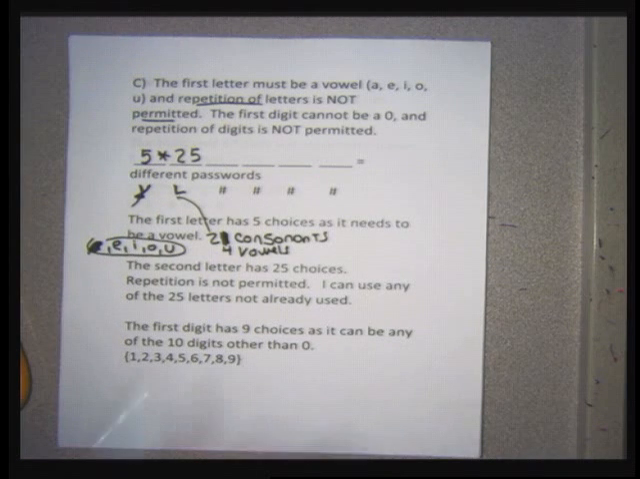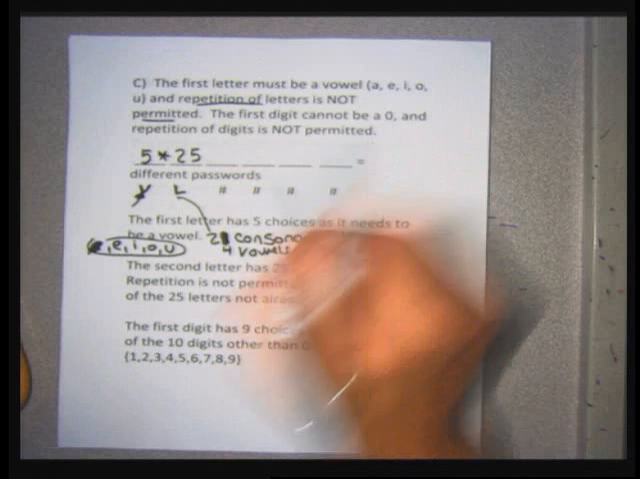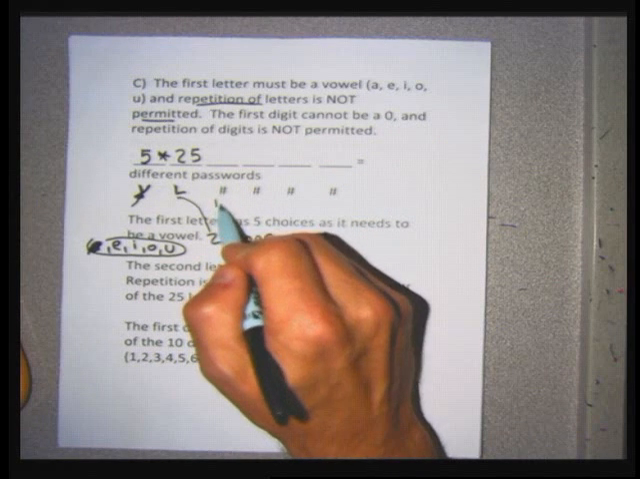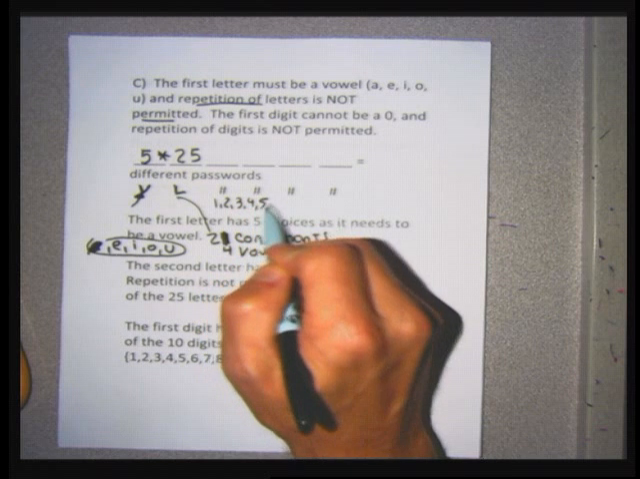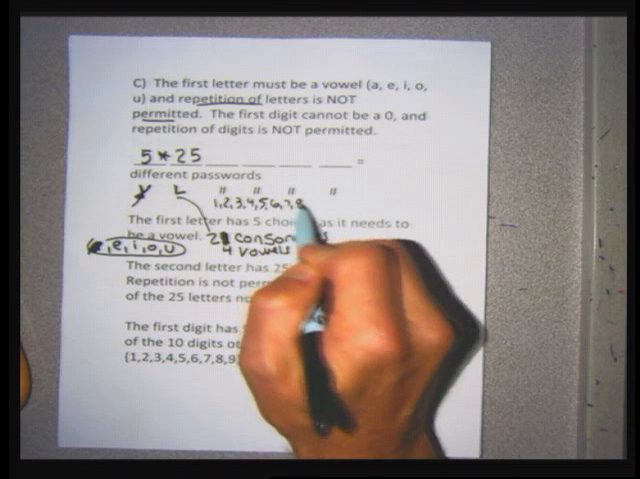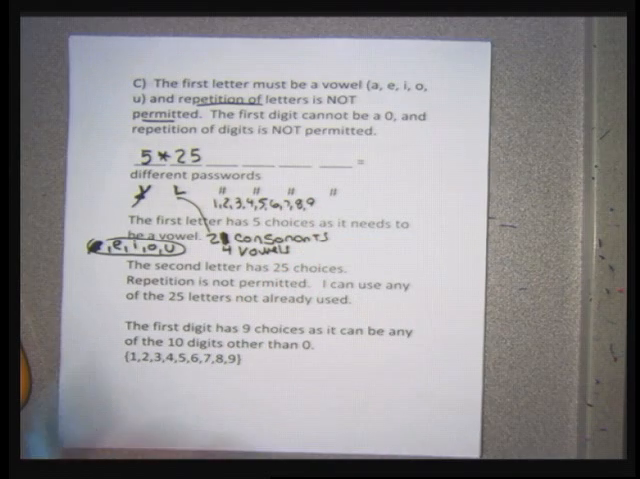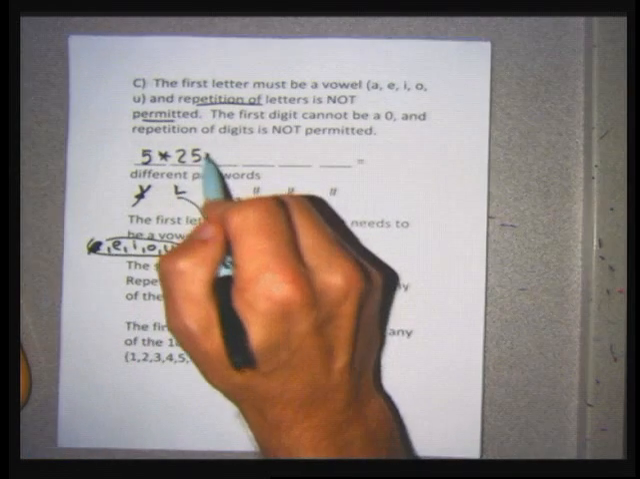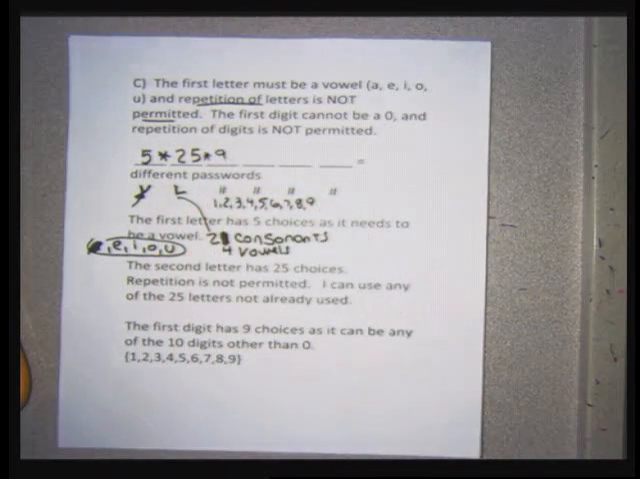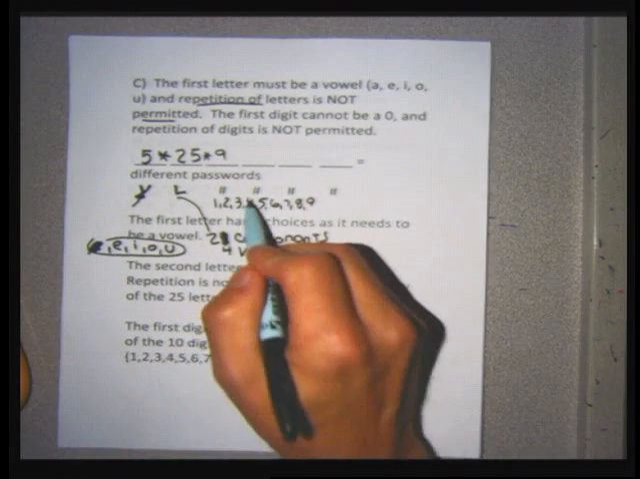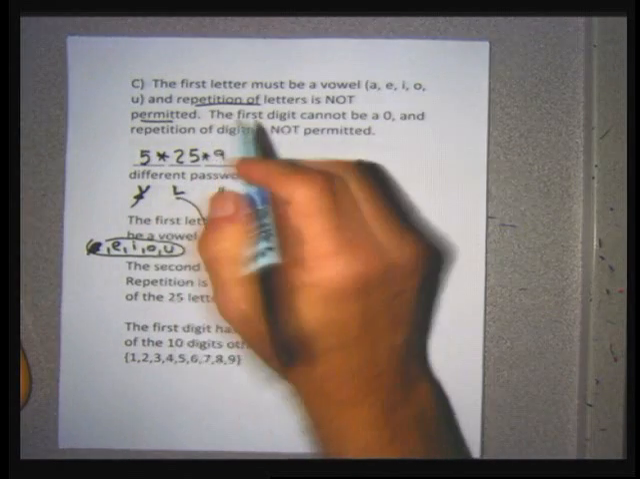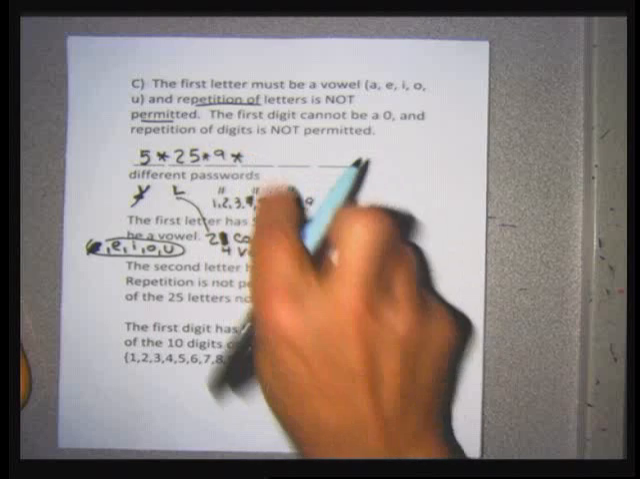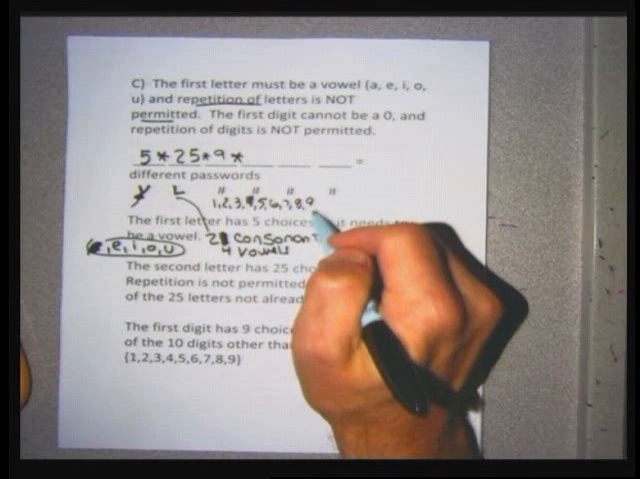For the number part, it says the first digit can't be a 0. So for the first digit, I have the choices of the digits 1, 2, 3, 4, 5, 6, 7, 8, and 9. I'm going to pick one of those, and that only gives me 9 digits to choose from. When I pick a digit, I can't pick it again for the second one because it says repetition isn't permitted. But for the second digit, I'm allowed to pick 0.